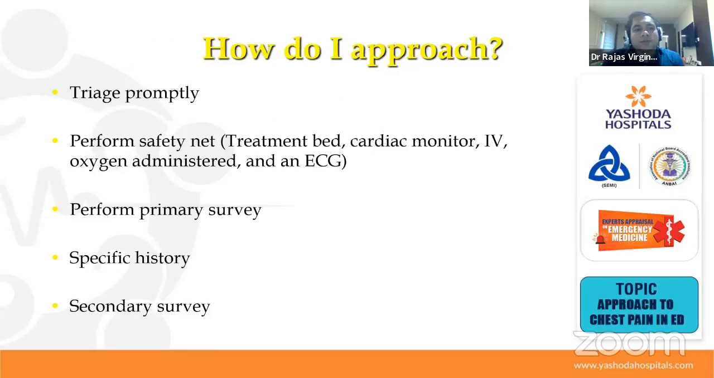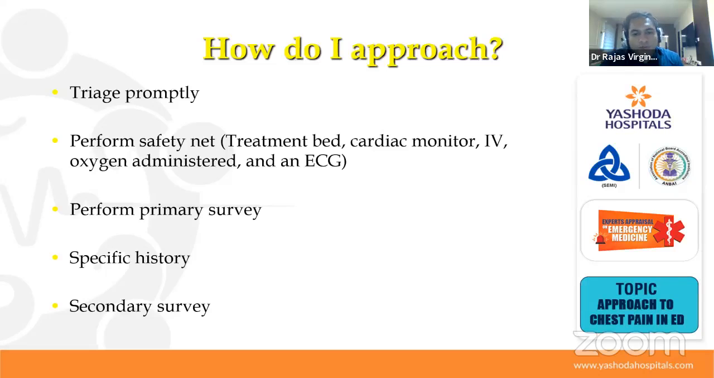Now, talking about the approach, anybody coming with chest pain needs to be triaged promptly. These patients obviously cannot wait. They need an urgent assessment, whether by the nurse who will do the triage, and be seen soon enough by a doctor as well. So you can perform a safety net, which is putting the patient, especially the slightly unwell patients or those having severe chest pain, in a treatment bed, applying monitoring, putting in a cannula, administering some oxygen, and getting an urgent ECG.